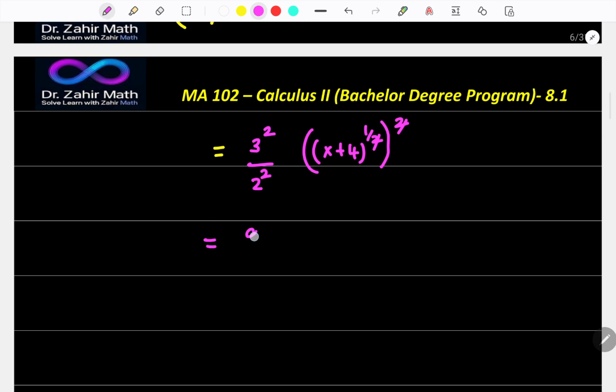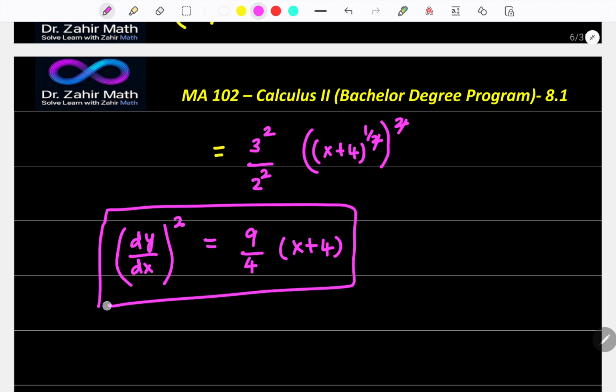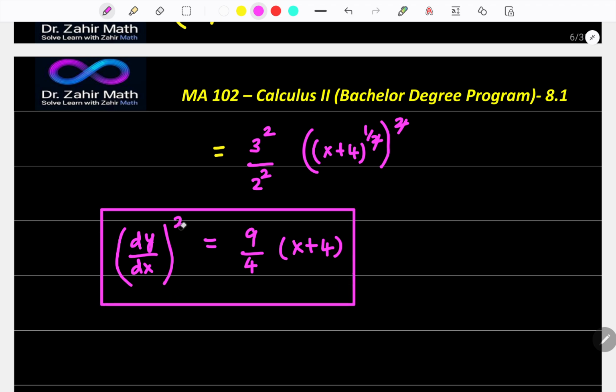So this equals 3 squared is 9, 2 squared is 4, and then this is x plus 4. So 9/4 (x + 4) is my (dy/dx) whole squared, right? So just imagine this is the whole square, and this is (dy/dx) the whole squared, right?